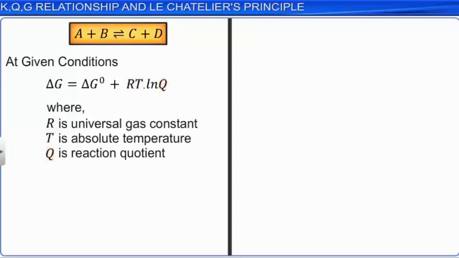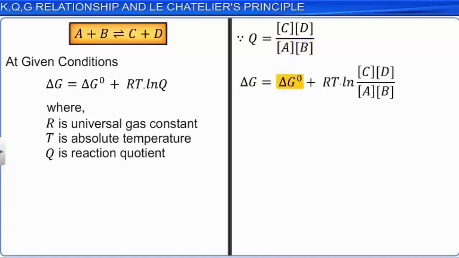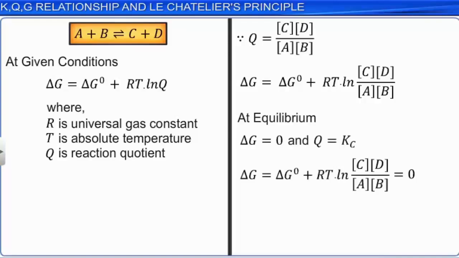Since the reaction quotient Q for the reaction is equal to the product of the concentrations of the products C and D divided by the product of the concentrations of the reactants A and B, the equation can be written as delta G is equal to delta G naught plus RT ln of the product of concentrations of products C and D divided by the product of concentrations of reactants A and B. At equilibrium, when delta G is equal to 0 and Q is equal to the equilibrium constant Kc, the equation becomes delta G is equal to delta G naught plus RT ln Kc is equal to 0.